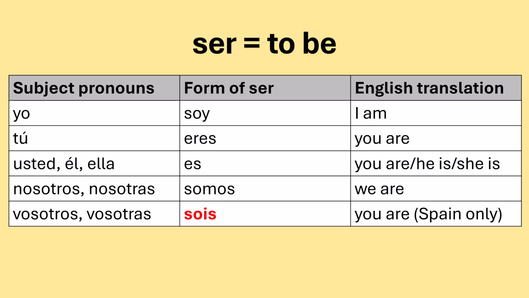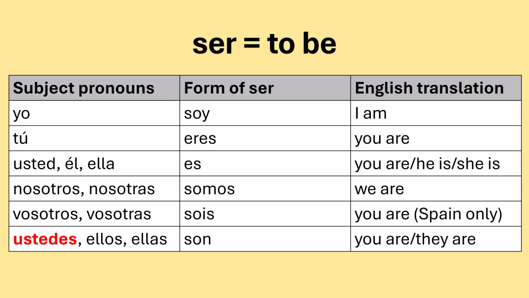Vosotros is a form that's only used in Spain, so we won't get into it too much. It's an informal plural form that you would use, for example, with a group of your friends. The form of to be that is associated with vosotros is sois. In other Spanish-speaking countries, the plural form of you in both formal and informal situations is ustedes.